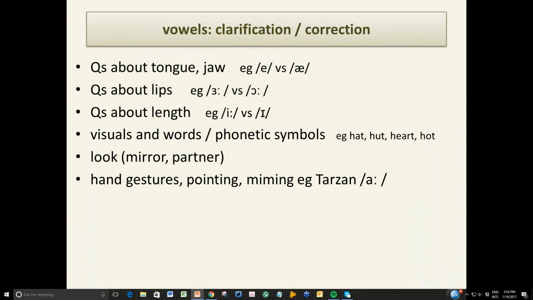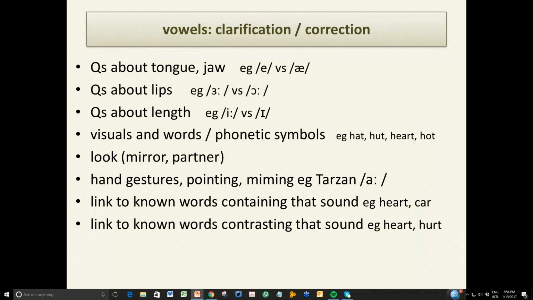Also using some kind of visuals in some way, things that they can see or read. Words, for example, hat, hut, heart, hot, all of those ones from the bottom row of the single sound vowel sounds. Looking again, using gestures. I'm not quite sure if people still remember Tarzan, but you know, the old "ah", or the dentist. I think everyone will remember the dentist slightly better. Linking to known words with the same sound or with different sounds. You can see there's some examples.